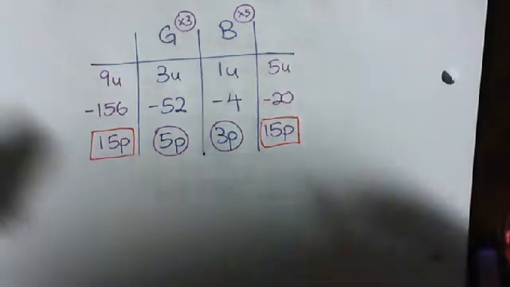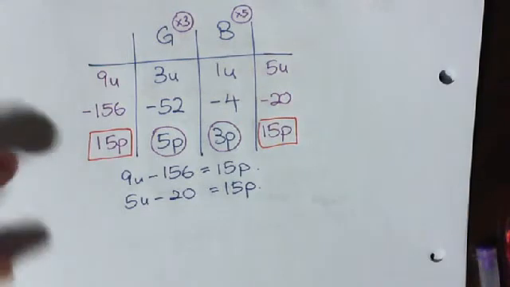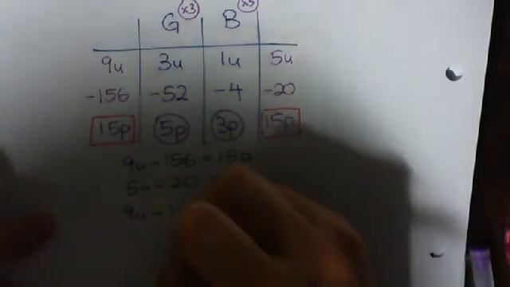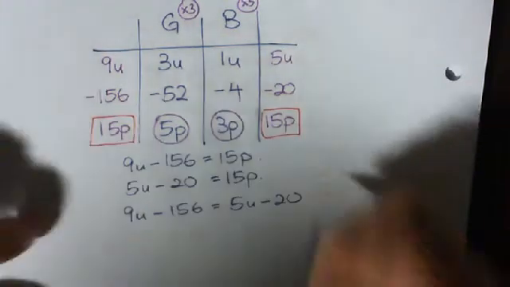What do I mean? 9U minus 156 equals to 15 parts. On the other side, 5U minus 20 equals to 15 parts. So basically, this is equal to this. So 9U minus 156 equals to 5U minus 20.